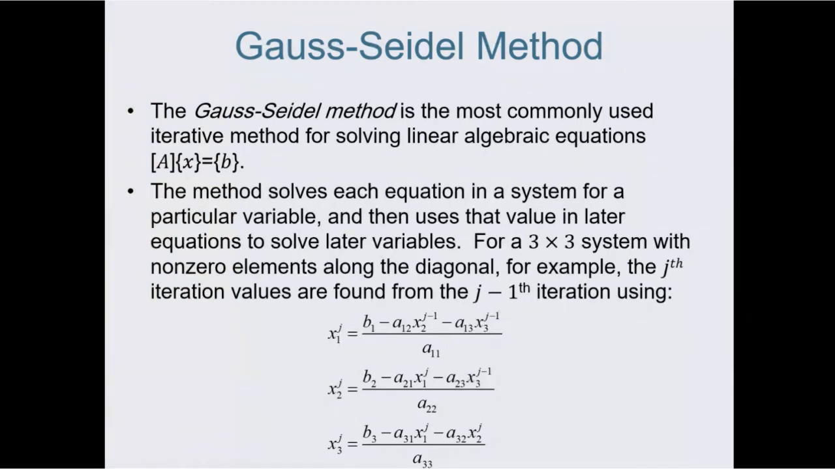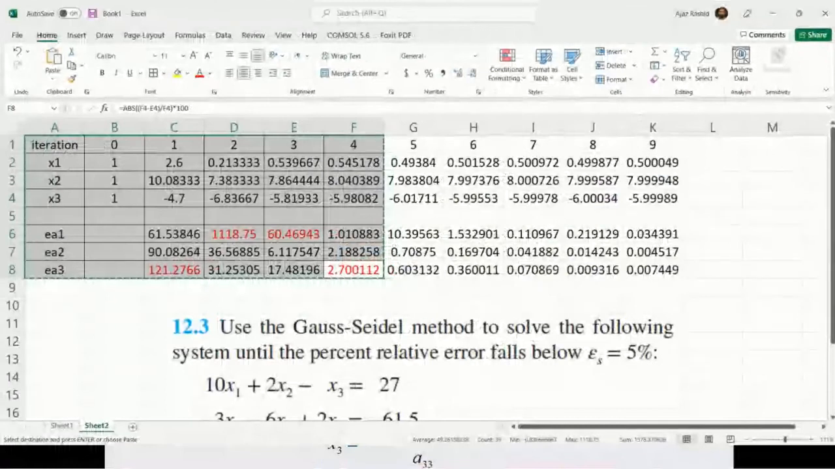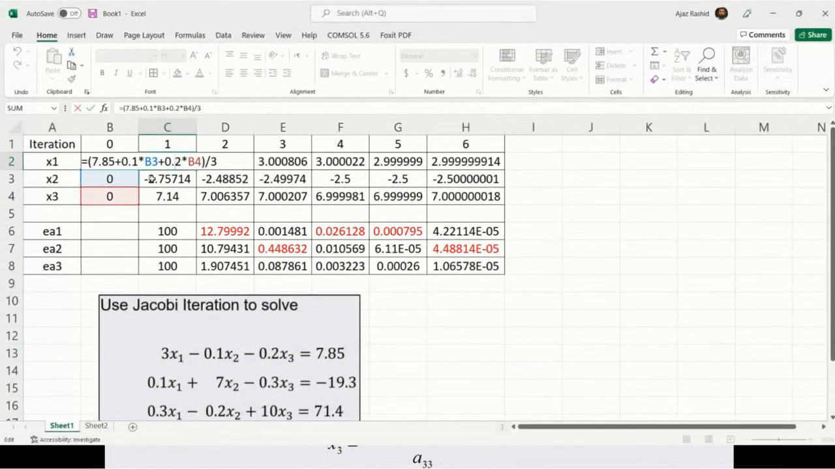Another method that we have is the Gauss-Seidel method. The only difference between the Gauss-Seidel method and the Jacobi iteration is that the Gauss-Seidel method says that we are finding these values based on the old values of x2 and x3. Then once we come to x2, we are using the old values of x1 and x3.